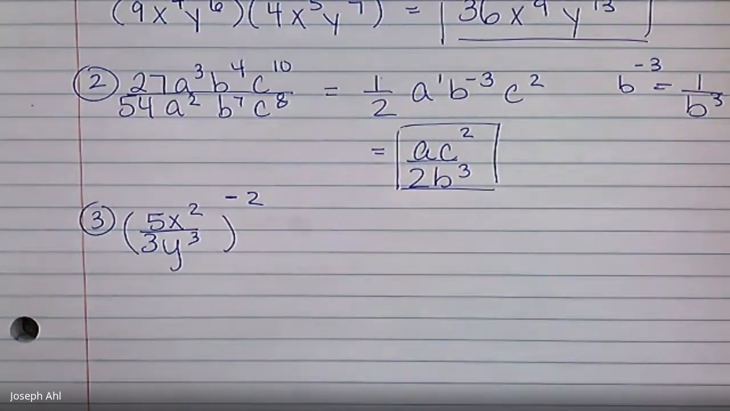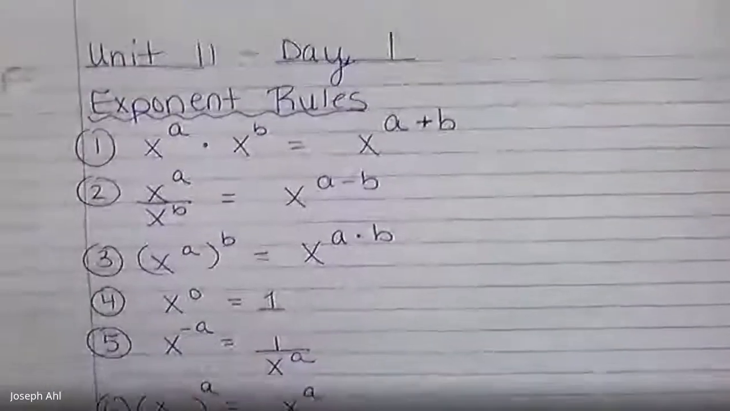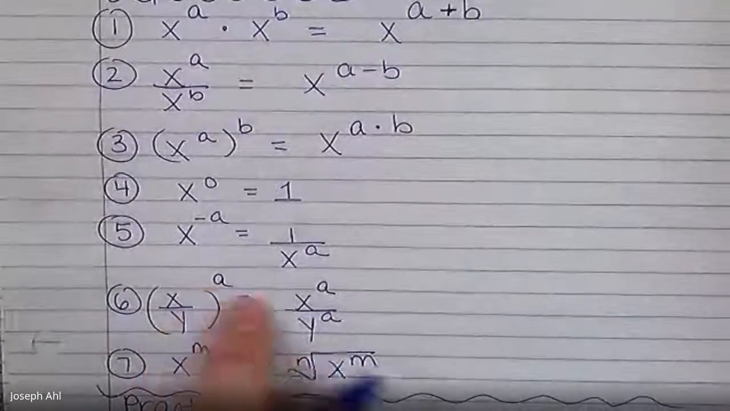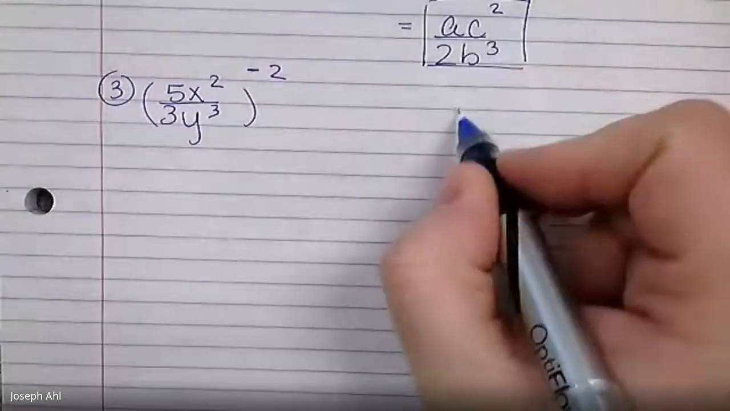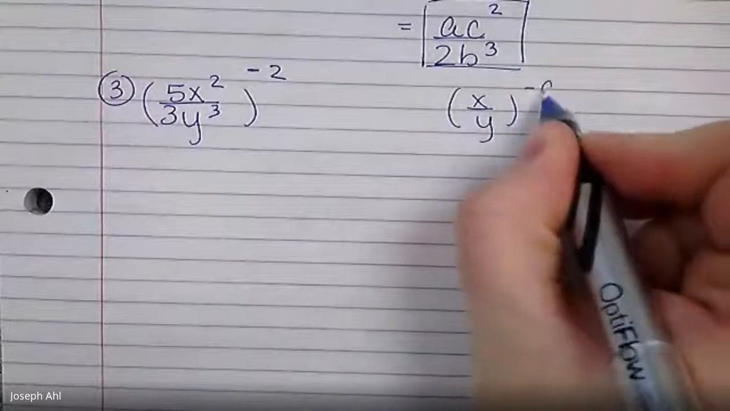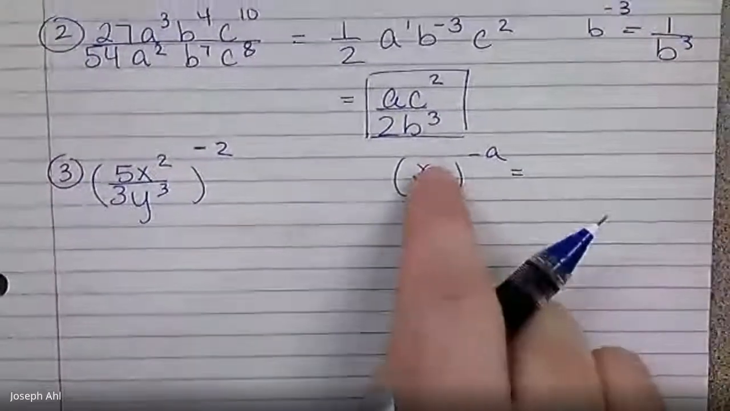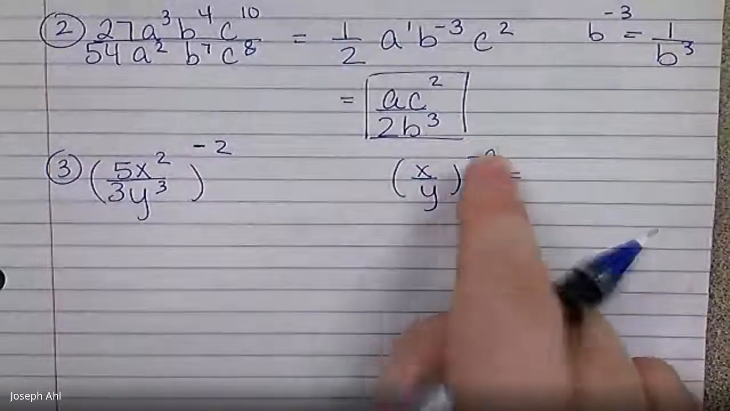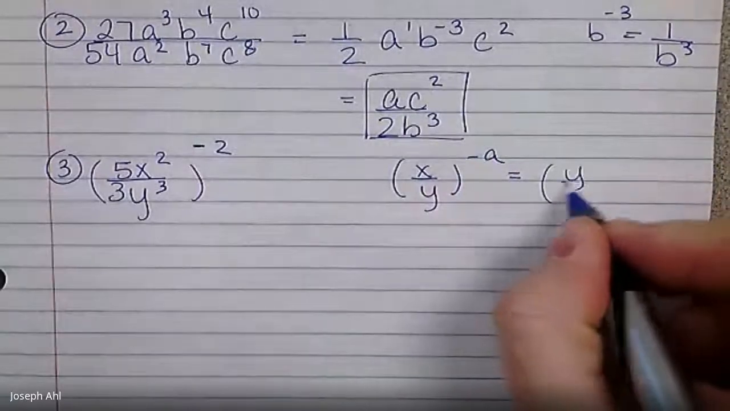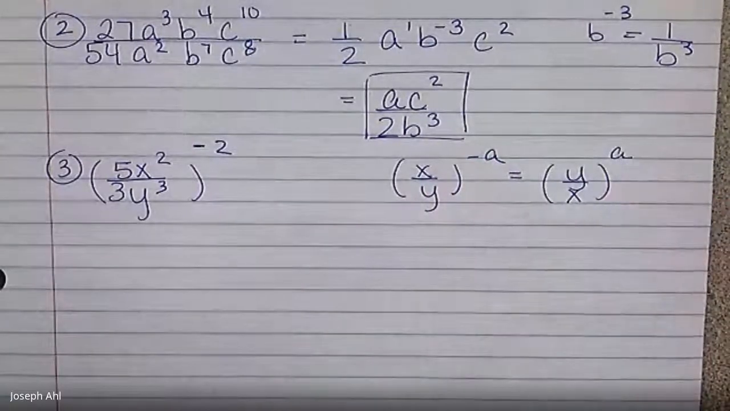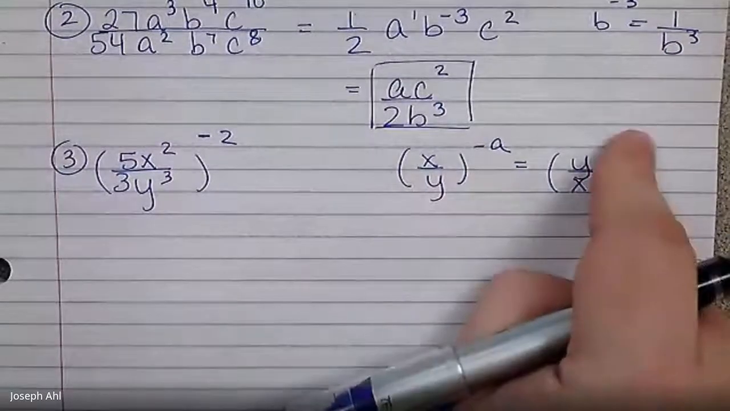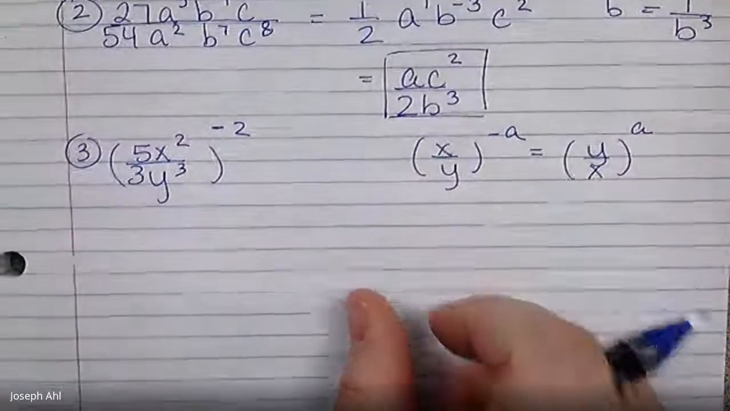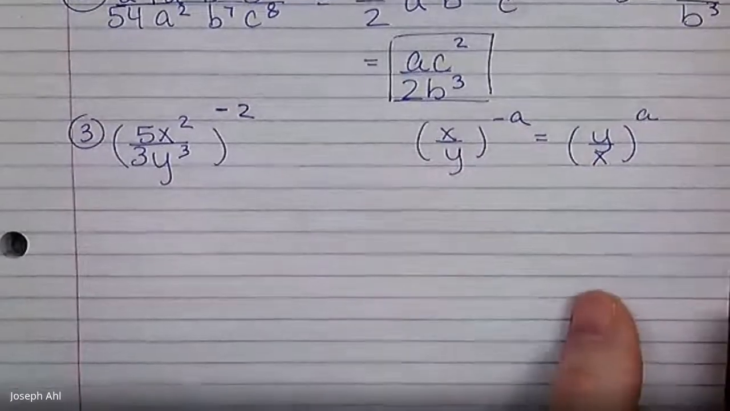And although I didn't write this as an official rule, if you look back to rule number 6 from earlier, which was x over y to the a is x to the a over y to the a, if you have x over y to the negative a, instead of doing x to the negative a and y to the negative a, you can change this by flipping the fraction and making that positive. So this is now the same thing as y to the a and x to the a. It's going to make your life, I think, a little bit easier, as opposed to maybe introducing a complex fraction there.